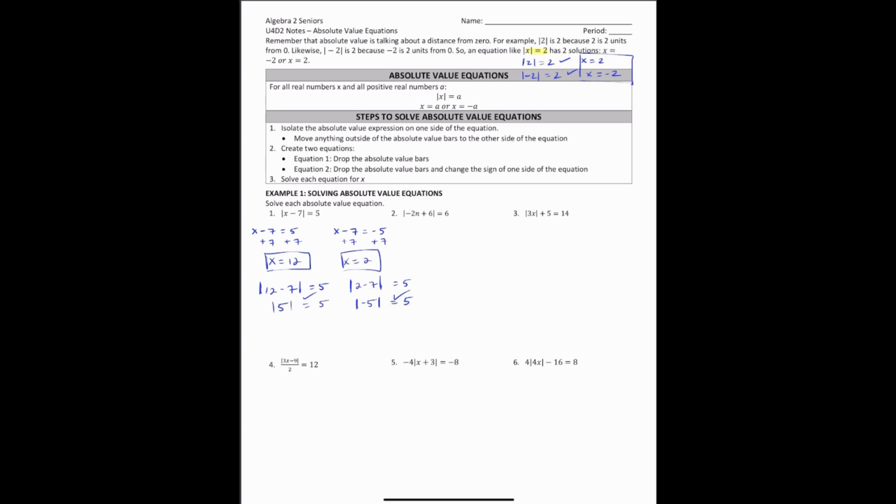So we have to write our 2 equations where we drop the absolute value bars for equation 1, and then for the second one, we're going to drop the absolute value bars again, but this time we're going to change the sign of one side of the equation. So we have negative 2n plus 6 equals 6, and negative 2n plus 6 equals negative 6. All right?